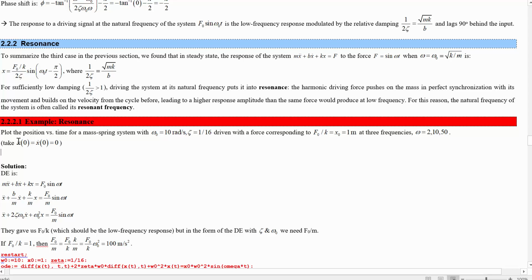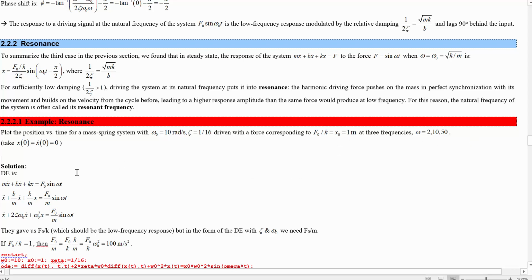Okay, let's do an example. Plot the position versus time for a mass spring system with omega naught is 10 rads per second and zeta is 1/16th, and we're driving it with a force corresponding to F naught over K is 1 meter, at 3 different frequencies. So let's see, F naught over K is 1 meter. Does that work out? Force, F naught should be units of newtons and K should be newtons per meter. So when we divide F naught by K, we're going to get units of distance, 1 meter.